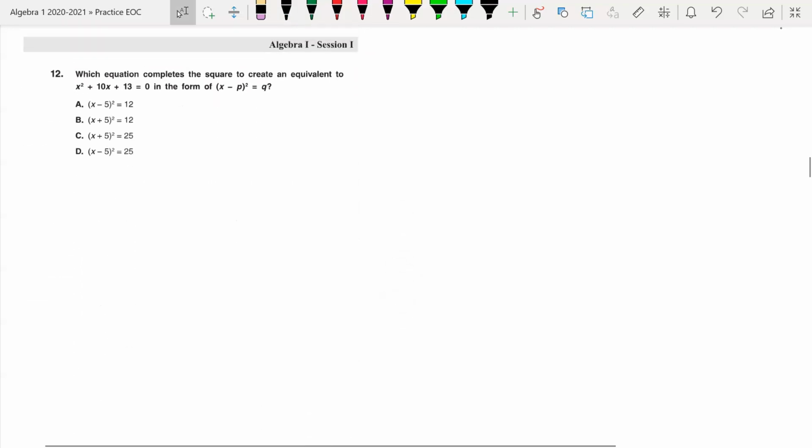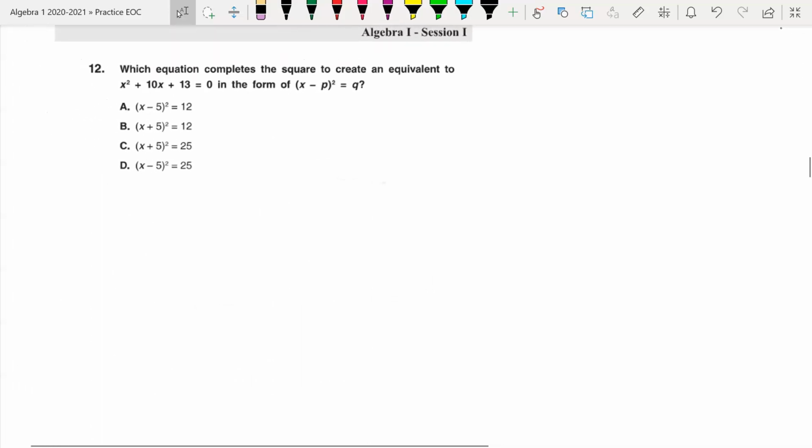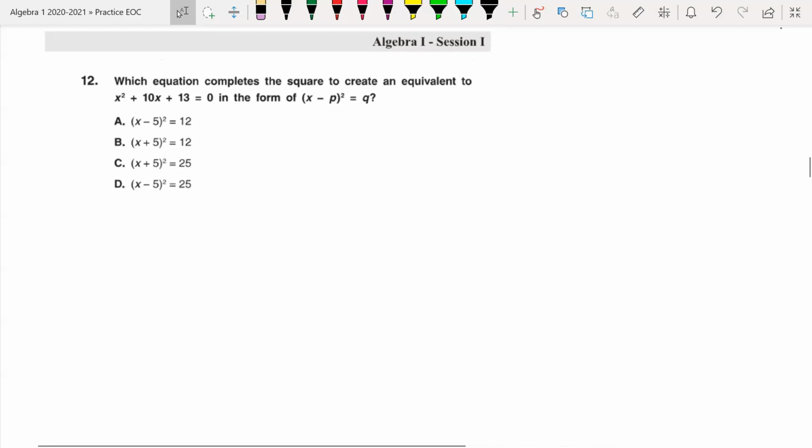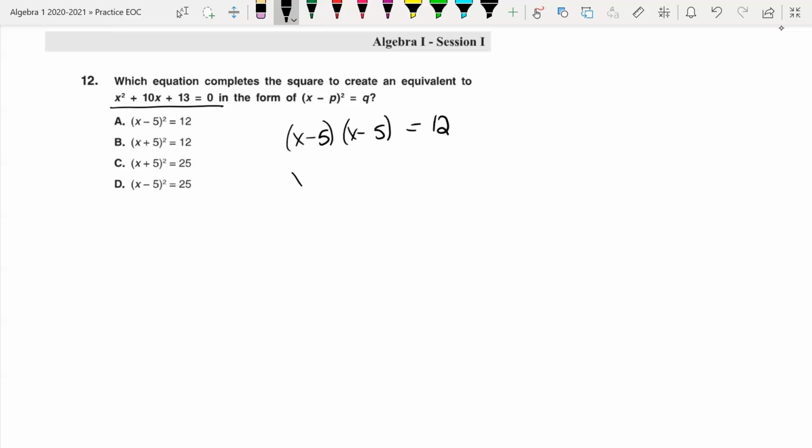Okay, so which equation completes the square to create an equivalent equation? This is something we didn't talk about. This is like the only thing that we haven't talked about. However, you can kind of use reasoning to answer this question. I know I want it to be this, so I could just actually take what they give me and FOIL it out and see if it gets me to what I want.